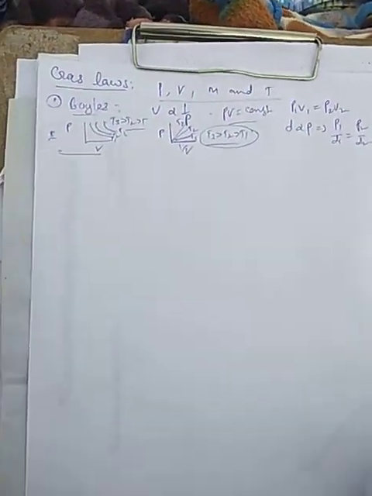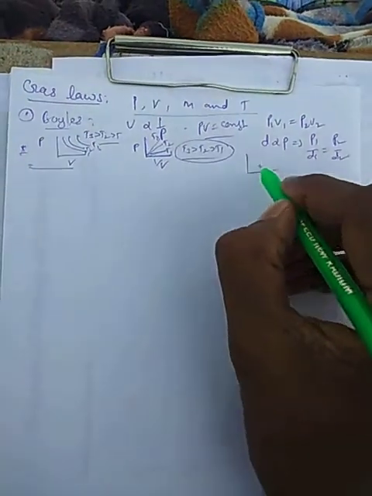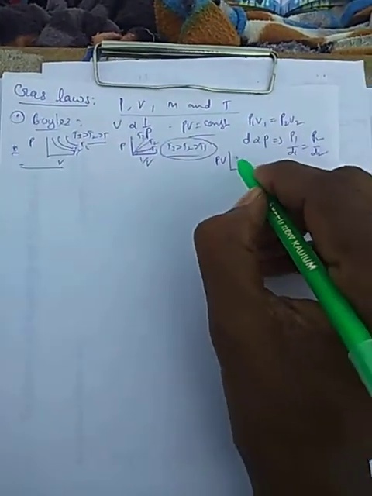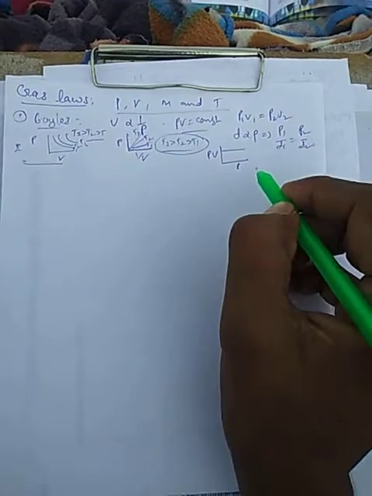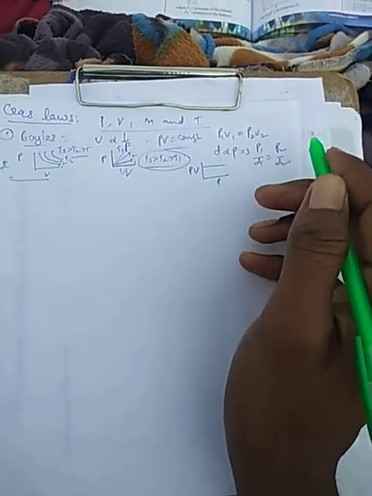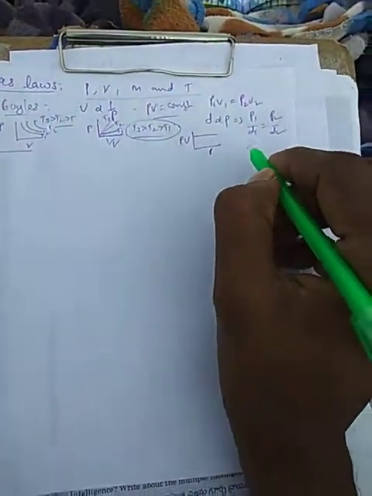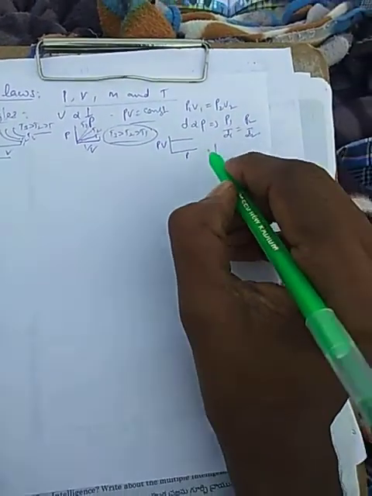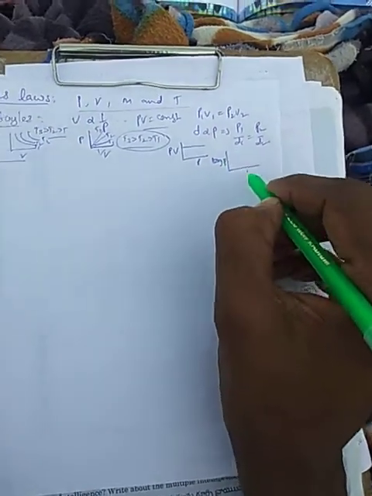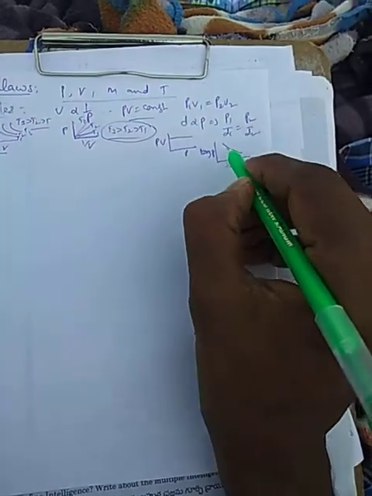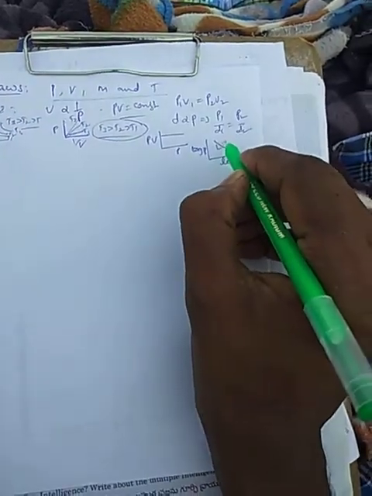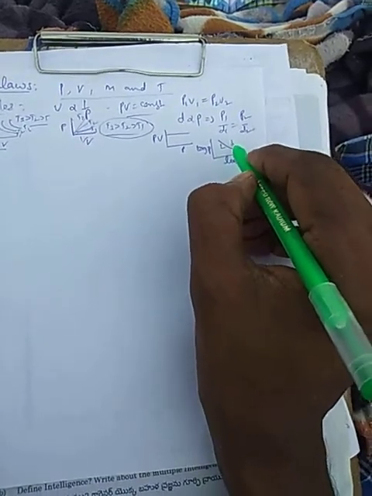Now if you see one more graph, PV is equal to constant, with PV on the y-axis and pressure on the x-axis, it is linear. Now one more graph: by applying log, we also get the graph of log P and log V. They form a slope, and the slope we can write as K.